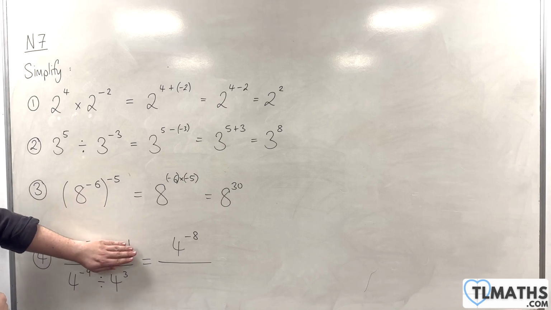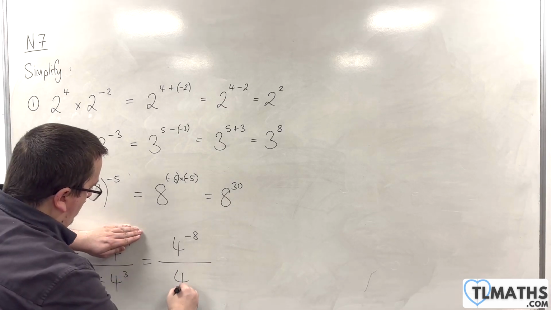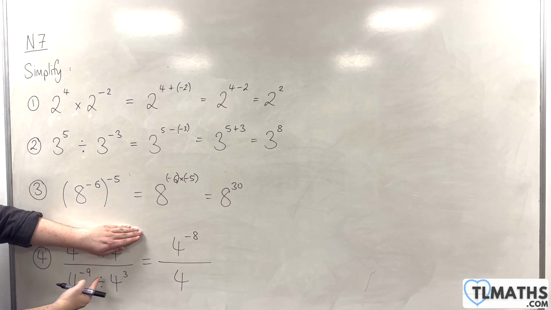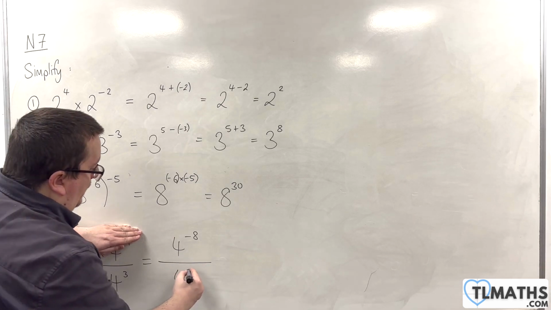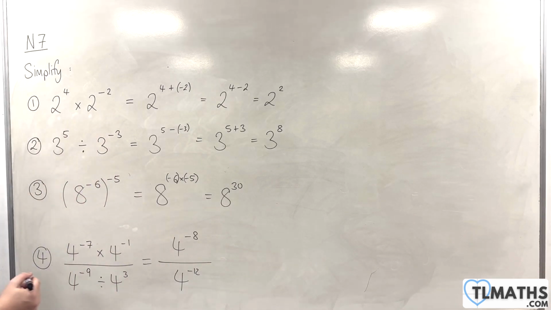Now just focus on the denominator. We have 4 to the minus 9 divided by 4 cubed. So because it's division, we subtract the indices. Minus 9 take away 3 is going to be minus 12. So this is 4 to the power of minus 12.